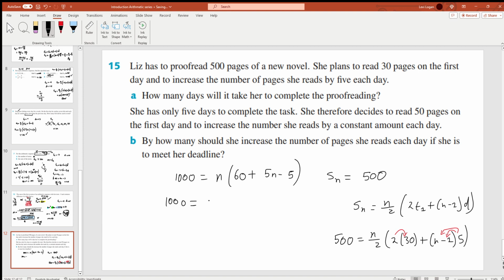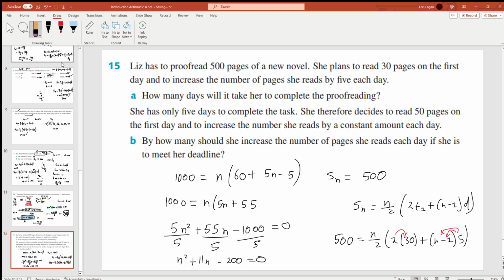Okay, righto. So 1000 equals n times 5n plus 55. So in other words, 5n squared plus 55n minus 1000 equals 0. I know that's all going to be a multiple of 5, so divide everything by 5 because I can. So what we're going to get is n squared plus 11n, and 1000 divided by 5, I'm not sure what that is, minus 200. That's it. Okay, cool. So now we solve this quadratic pretty much.